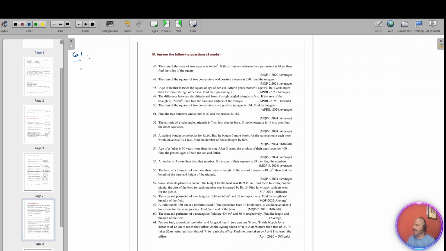Since we don't know the speed of the cycle, we say let the cycling speed of A be x kilometer per hour. Therefore, the speed of B, how much does it become? It is 2 kilometer more, so B is x plus 2 kilometer per hour.